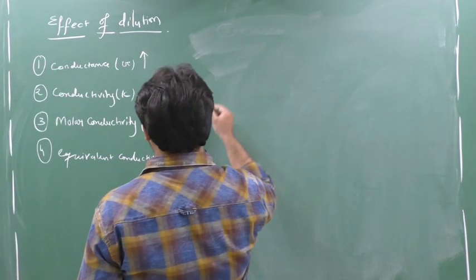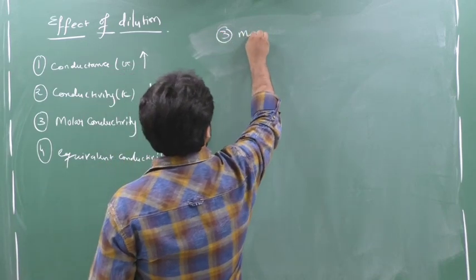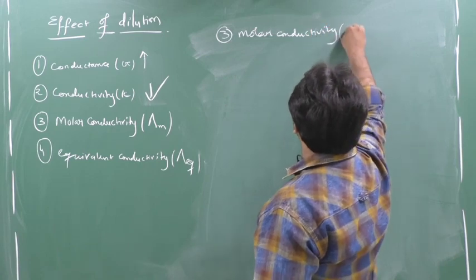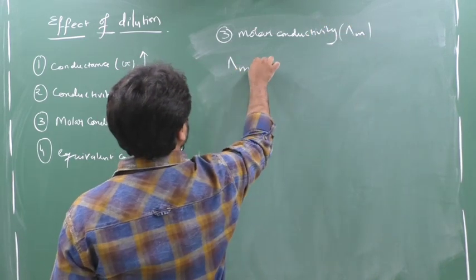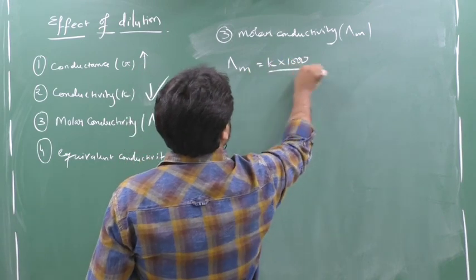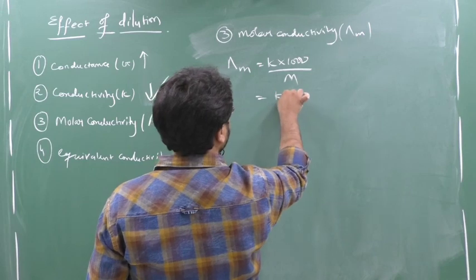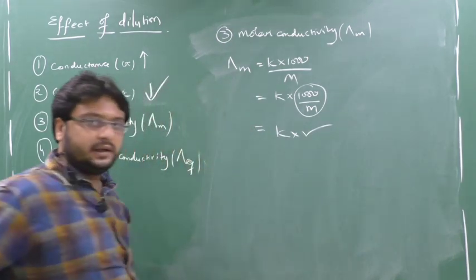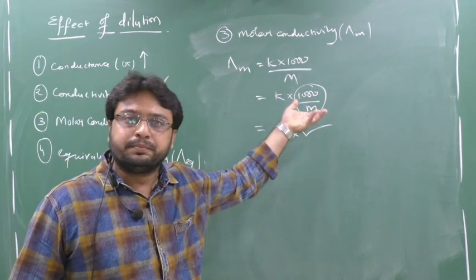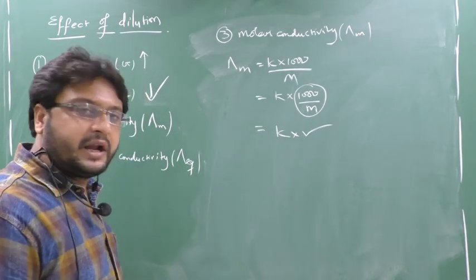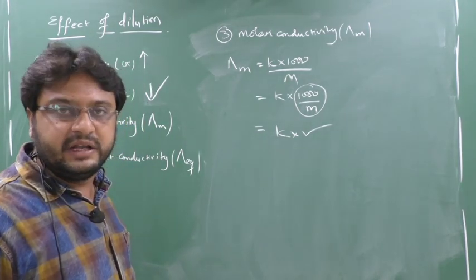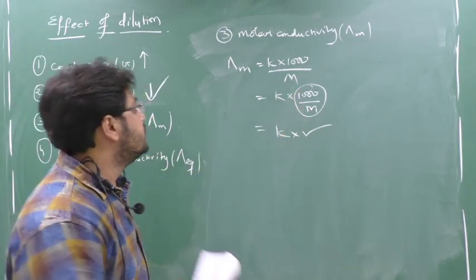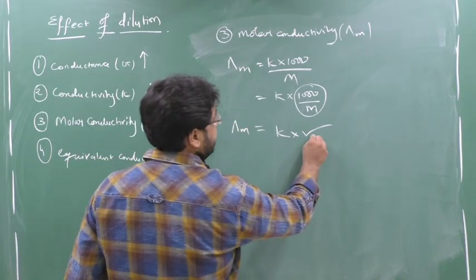We'll see next molar conductivity. So we know that lambda m equal to k into 1000 upon M. And 1000 upon M is nothing but volume only, k into V. Yes or no? We have seen that molarity equals moles per liter. One mole, so 1 by V liter. V liter equals 1 by M. Now V ml means 1000 by M. So this is nothing but volume. So can I say that lambda m equal to k into V ml?